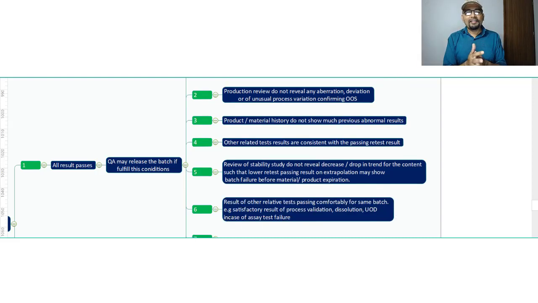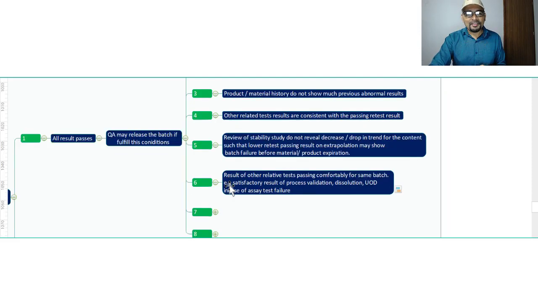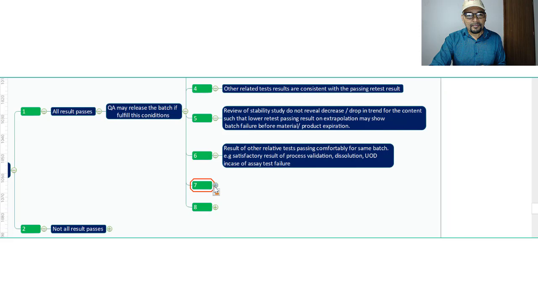Results of other relative tests pass comfortably for the same batch. For example, satisfactory results of process validation, dissolution, and content uniformity in case of failure of the assay result. I think this is quite important, that the other results are very comfortable. As you do not know the root cause for the first OOS result, but the repeat additional testing results are meeting specification comfortably, that means the batch can be released to the market.